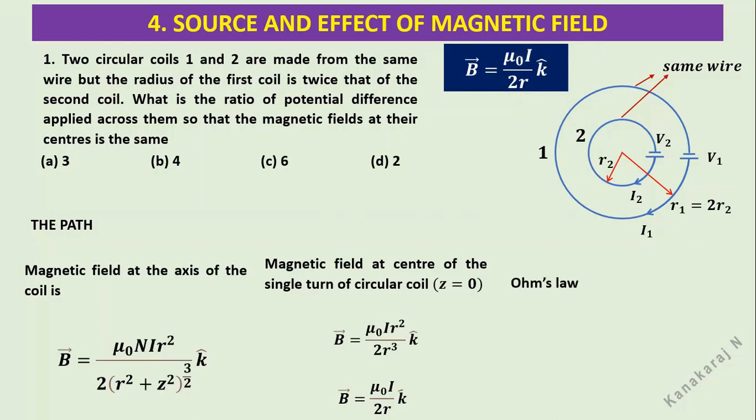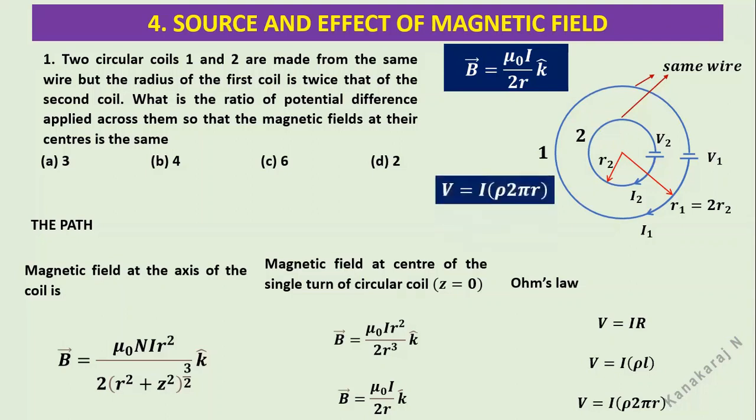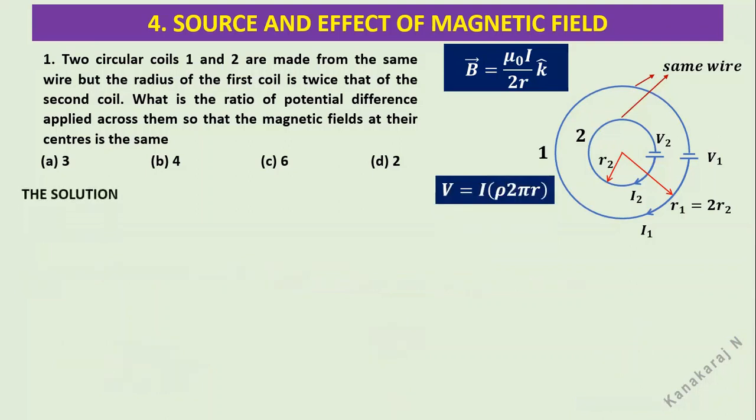So let us go for the next one, Ohm's law, because we are asked to find the ratio of the potential difference applied, V1 by V2. So let us learn Ohm's law, V equals I times R. Here, it is not radius, it is resistance, given by rho times L. What is rho? It is resistance per unit length of the wire, and L is the length of the wire. And the length here is the circumference of the coil, which is replaced by 2 pi r. This equation will also be helpful for us in solving the problem. So V equals I times rho 2 pi r. Let us go for the solution.